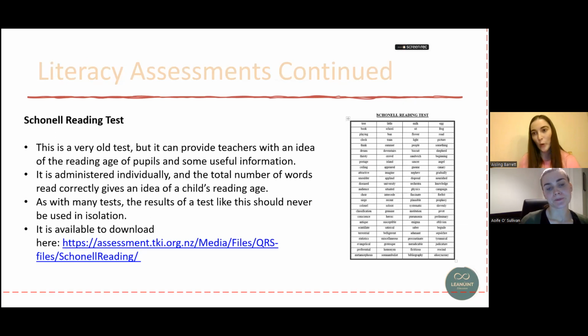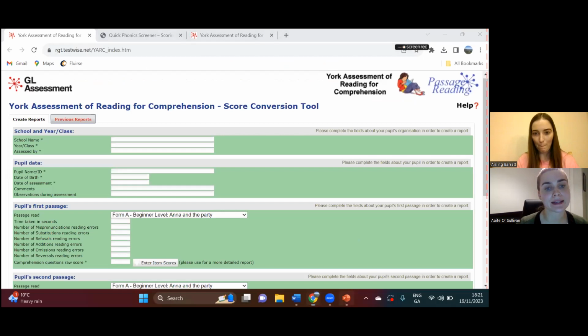Eva is now going to chat through a few more. So we're going to continue looking at some more literacy assessments.